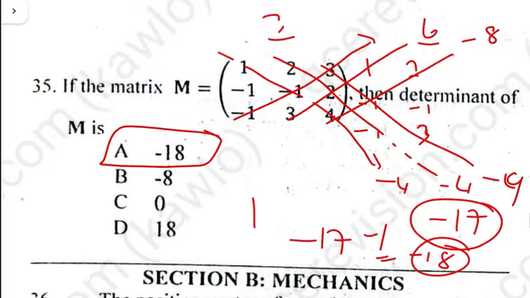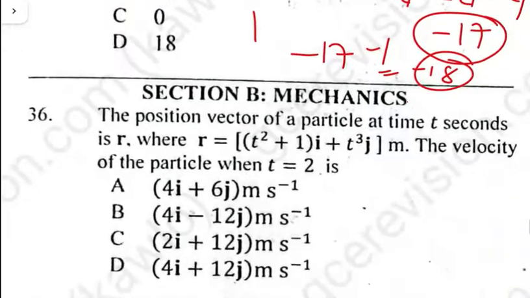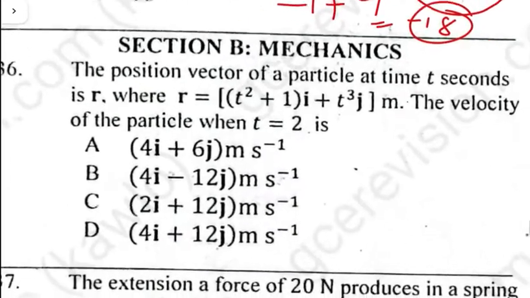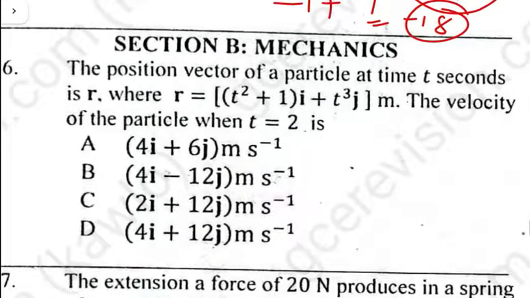So this brings us to section B, which is the mechanics section. So question 36 reads: the position vector of a particle at any time t seconds is r, where r equals (t squared plus 1)i plus t cubed j. What is the velocity of this particle when t equals 2?